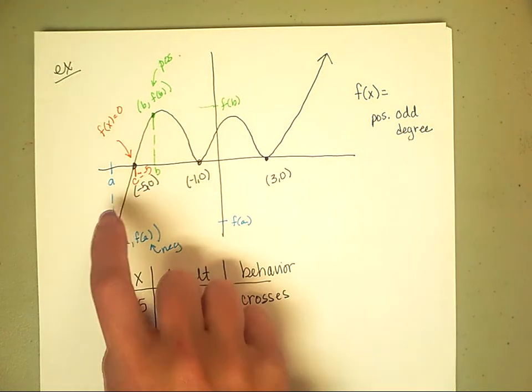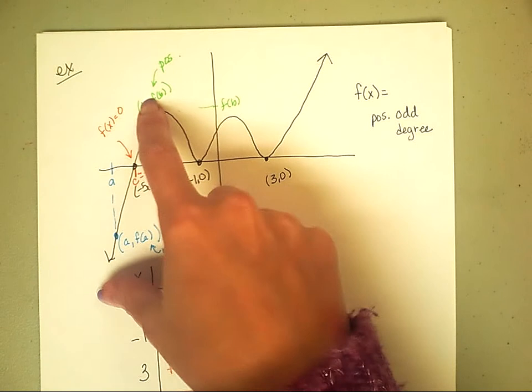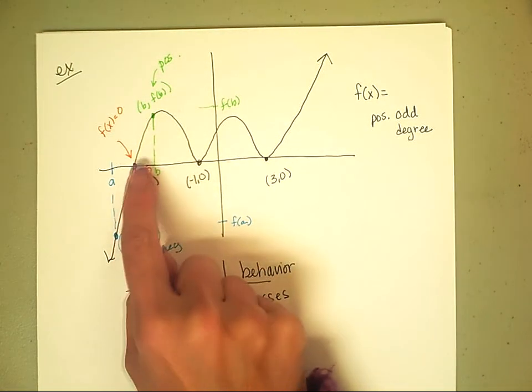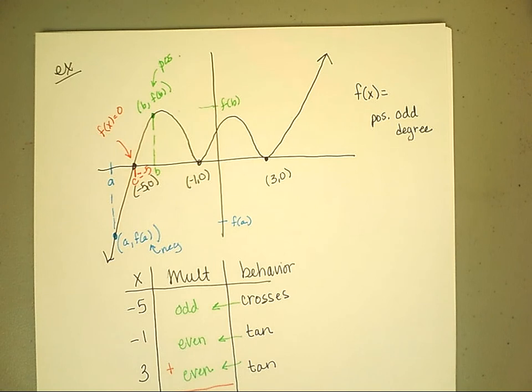So this will help you when you're looking for the zeros of a function. If you find 2 points where one's positive and one's negative, you can stop and start looking in between those two values for where the function equals 0.